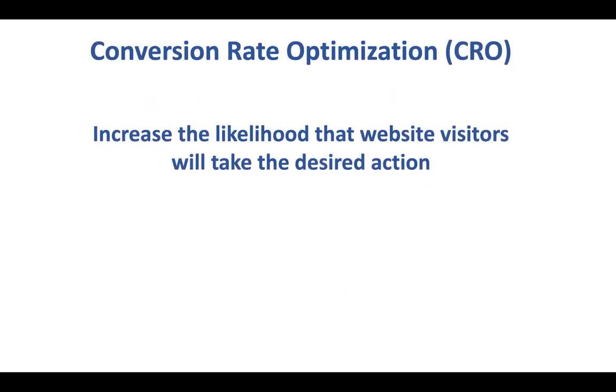Now we want that conversion rate to be as high as possible. And that's why we have conversion rate optimization, because it increases the likelihood that website visitors will take the desired action. So we have 3 definitions. We have conversion, conversion rate, and conversion rate optimization. And that's all we need for this discussion.